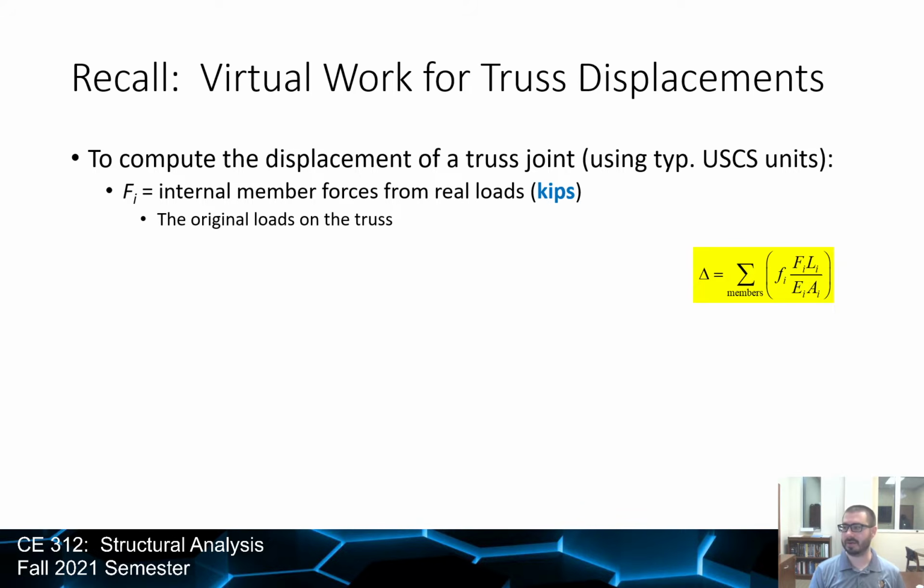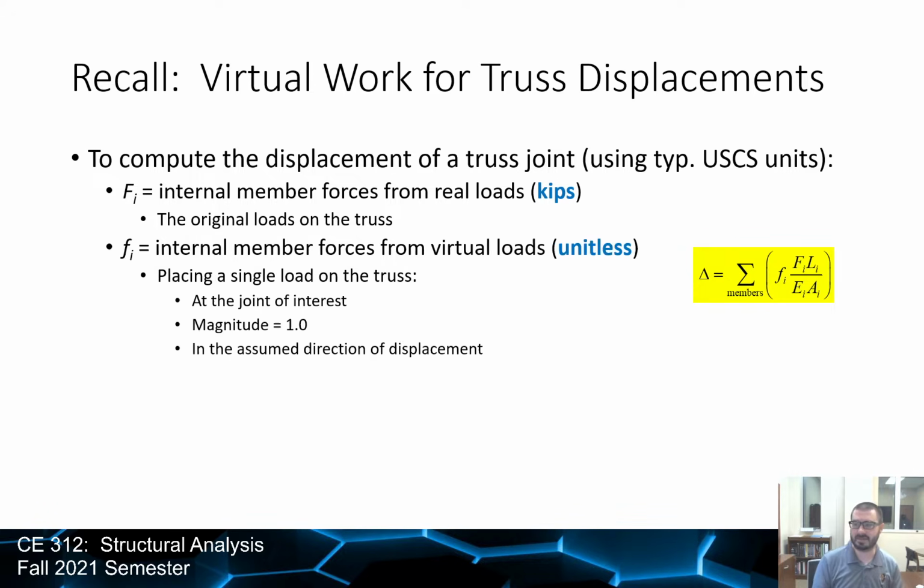The big F's are the internal member forces from the real loads on the structure. Remember, the real loads being the original loads that were on the truss, and then the little f's are the internal member forces from the virtual loads. Remember, they were unitless, and they came from placing a single load at the truss. We placed a single load at the joint of interest. It had a magnitude of 1, and we placed it in the assumed direction of the displacement. And remember, if we were looking at vertical deflection and we placed a downward load and we got a negative answer, that just means that our assumption was incorrect and it's actually deflecting upwards. So that was a pretty straightforward thing to recognize.